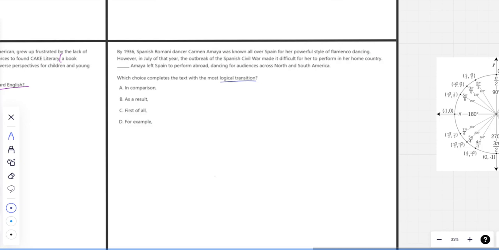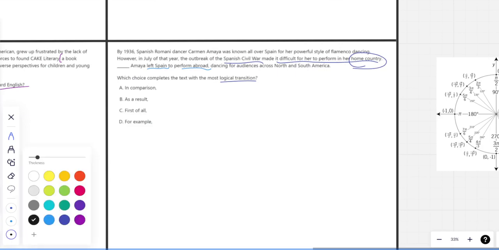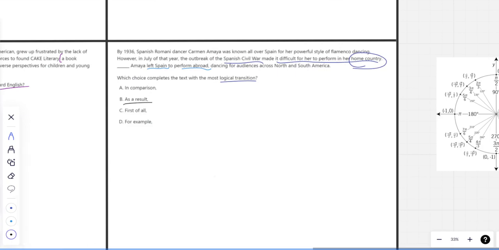So I see like a cause and effect or a consequence here. The Spanish Civil War made it difficult for her to perform in her home country, so then she left Spain to perform abroad, dancing for audiences across North and South America. Well, in comparison, as a result, first of all, or for example, I'm going to go with as a result because I see a cause and effect relationship here. Something happened, and as a result, she had to leave her country. Really just look before and after the transition word and see what fits the best.